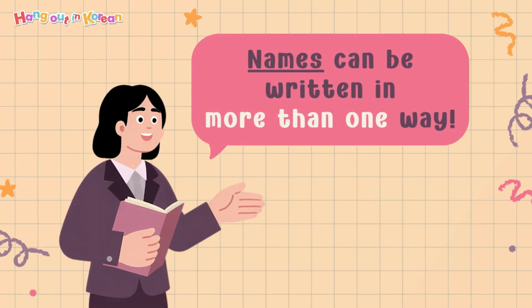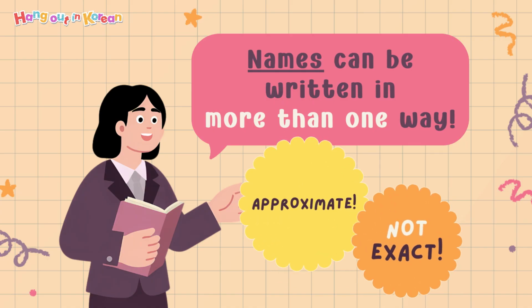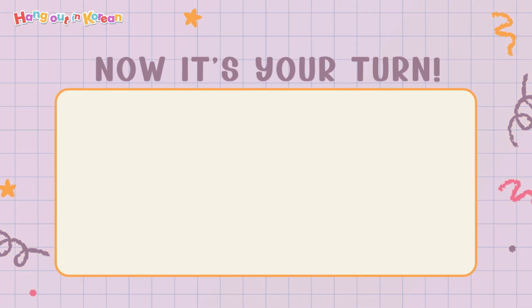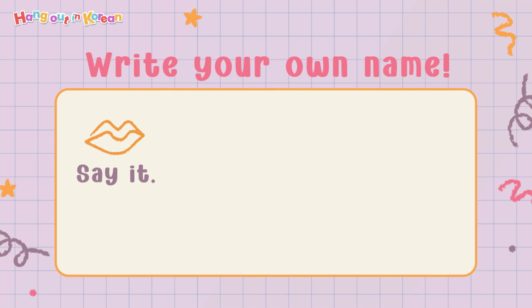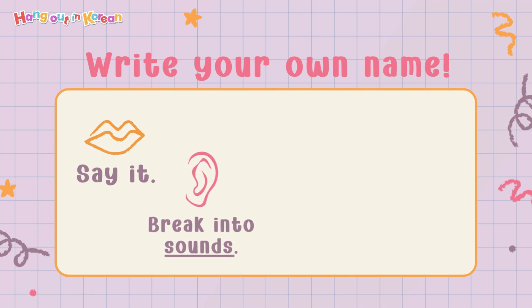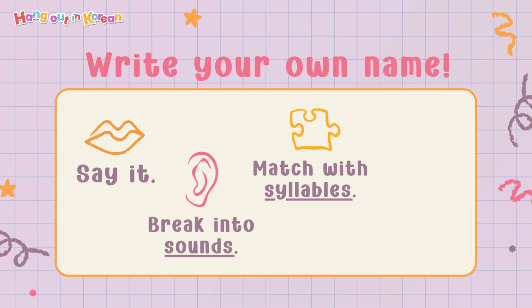You might notice that some names can be written in more than one way. That's normal. Korean spelling of foreign names is based on approximation, not exact matches. Now it's your turn. Try writing your own name, step by step. Say your name slowly. Break it down into sounds. Match each sound with Korean syllables. And finally, write each syllable block.